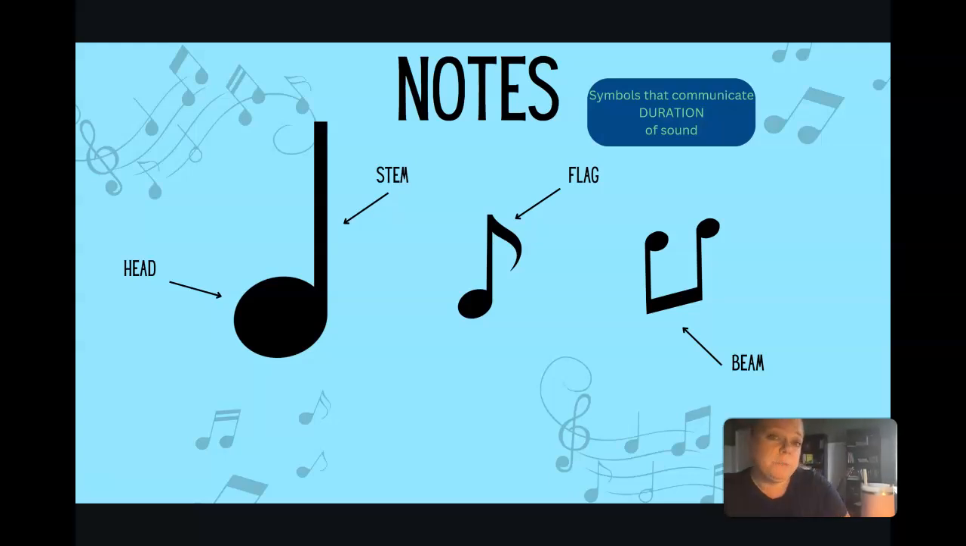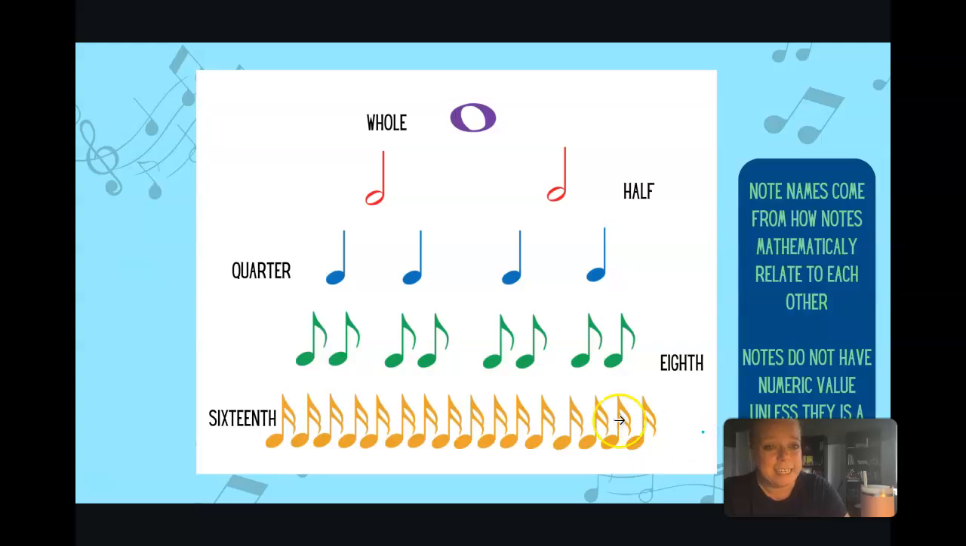Now, it is possible to have a note head with no stem, but those note heads would have to be clear and not colored in. Some notes have flags. Those are on the extreme ends of the stems. And if there are multiple notes with flags, you can put those flags together in a beam.